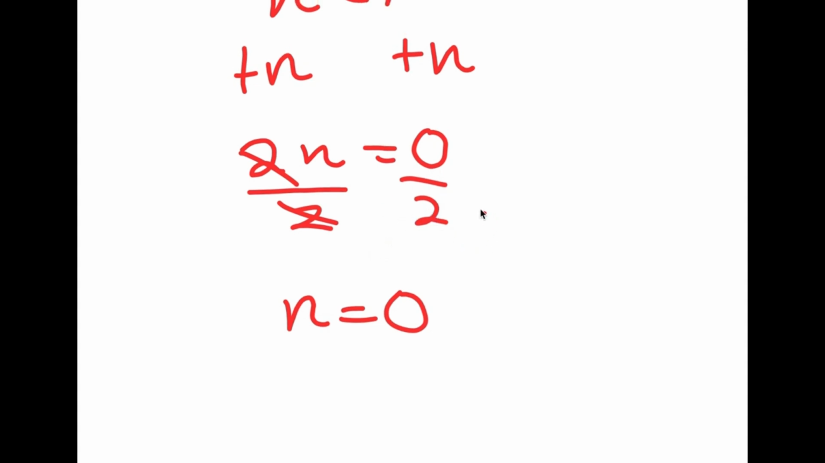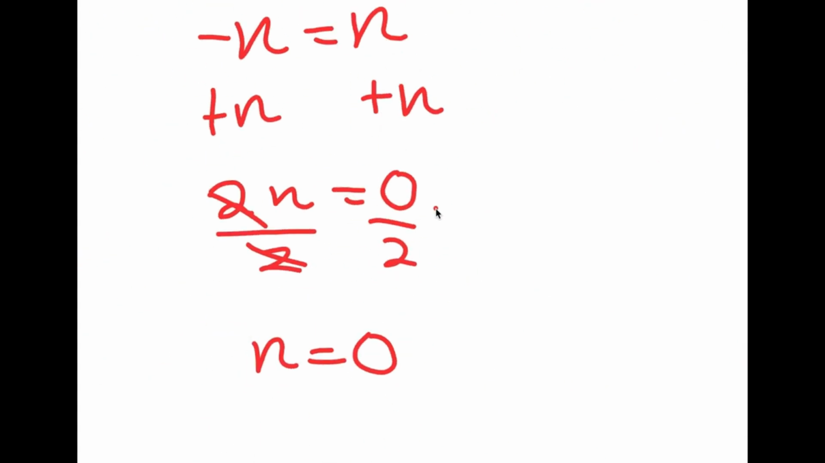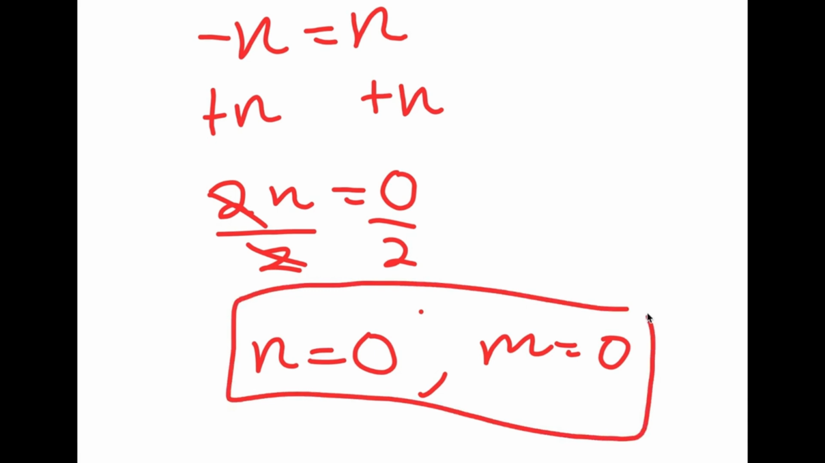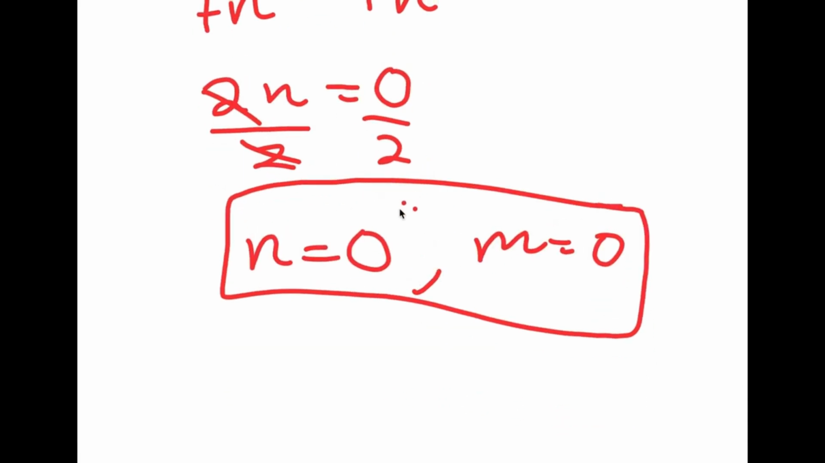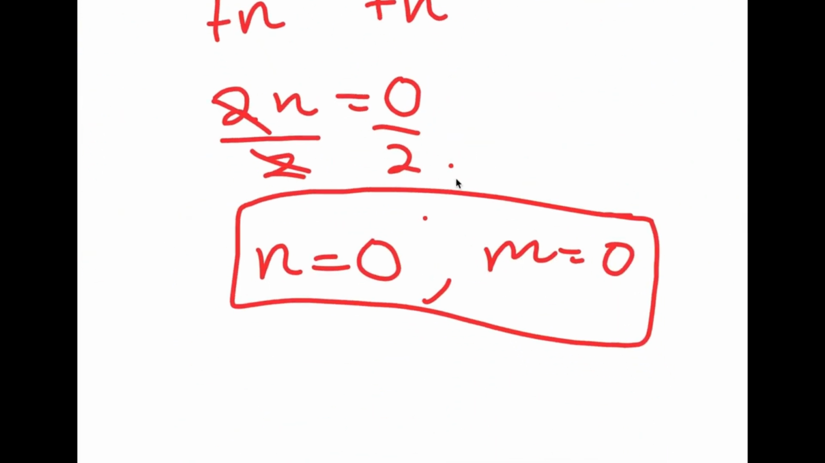And if n equals 0, then remember how we already tried this out, m is also equal to 0. So these are my two solutions to this equation.